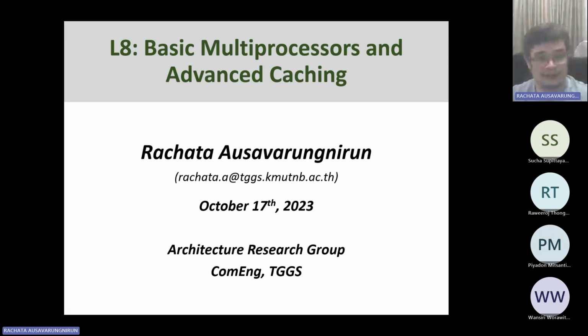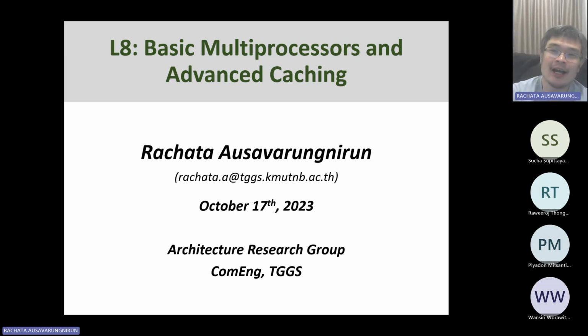All right, so today let's continue on from last week, right? We wrap up caching, we wrap up virtual memory, and now let's move on to multiprocessor and advanced topics in caching. Because now that we bring more processors into the mix, there'll be additional problems, some of which are similar to what we've seen so far, some of which are different, right?